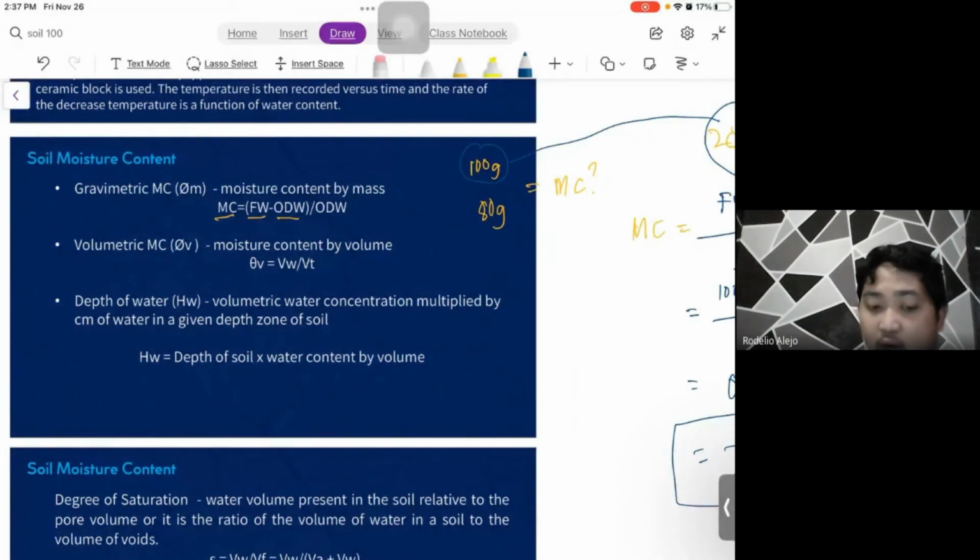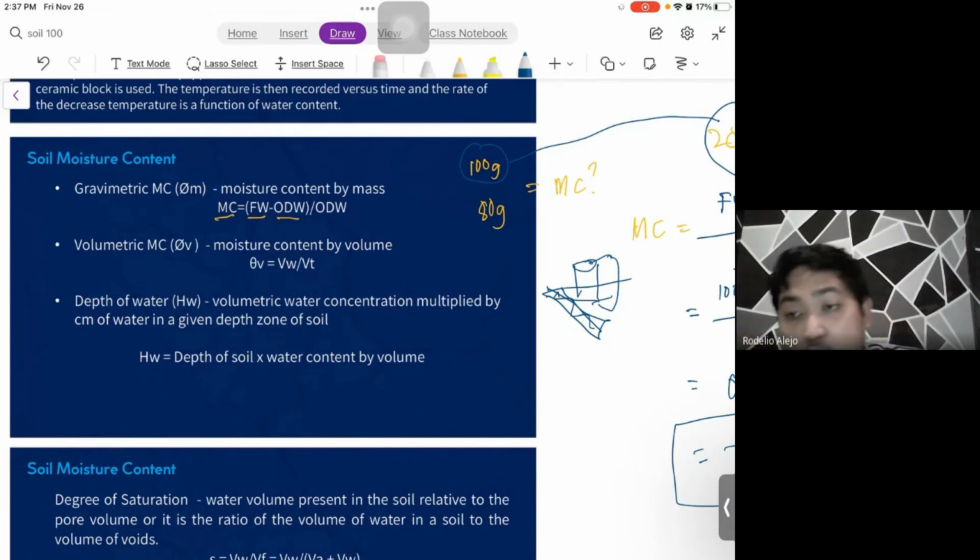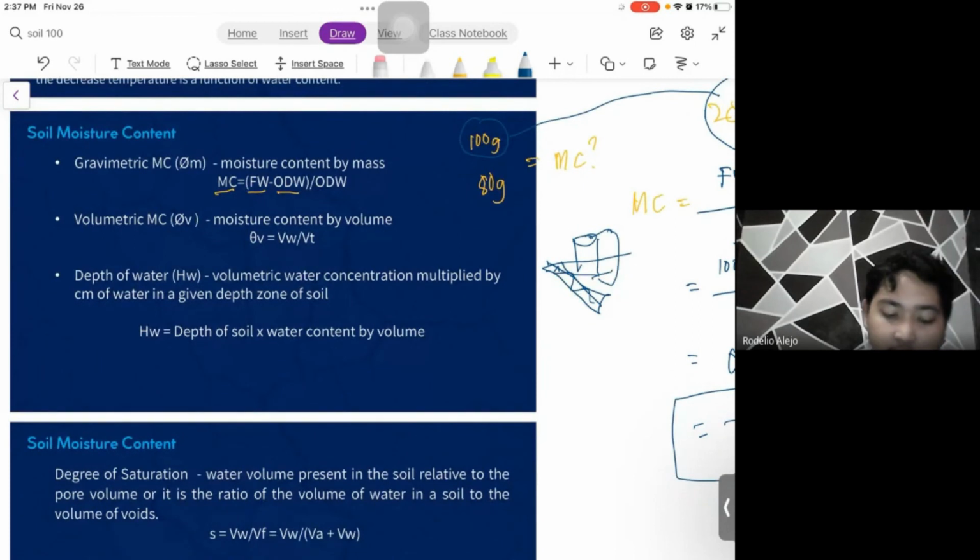Unless, kukuha tayo ng core. Yung core, di ba, for example, ito yung soil. Then ilulubog natin dyan yung cylinder na lata. Then mamemeasure natin yung volume. Pero karaniwan dahil ini-slice lang natin yung soil natin, kumukuha lang tayo ng piraso ng lupa. So hindi natin mamemeasure yung volume ng total ng soil natin. Okay? Then how the depth of water is computed. So HW or the depth of water is equal to the depth of soil times the water content by volume. So using the data from the volumetric moisture content, you can also get the depth of water by multiplying it by the depth of the soil. Okay?